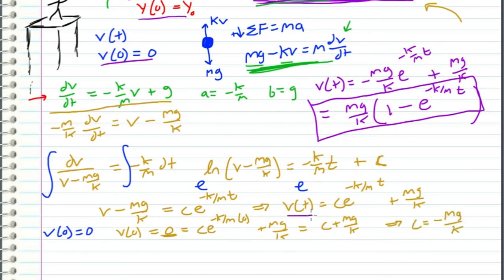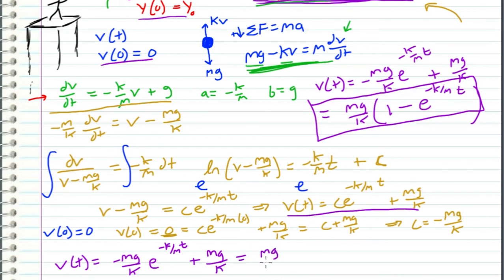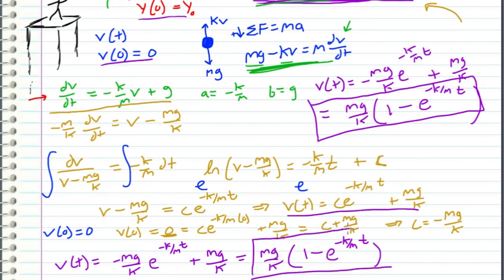So now that I solve for c, I can come back and plug c into this equation, and I get v of t is equal to negative mg over k e to the negative k over m t plus mg over k, which we can rearrange by factoring out mg over k into mg over k times 1 minus e to the negative k over m times t. And this is exactly what we got by making use of our solution that we obtained from the previous video.